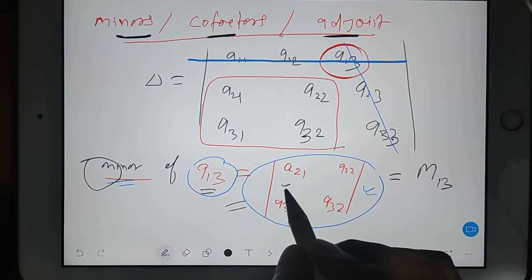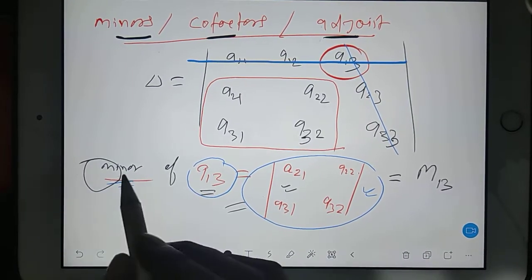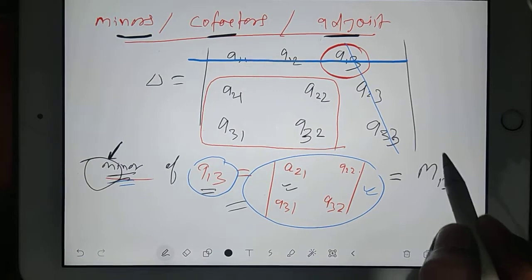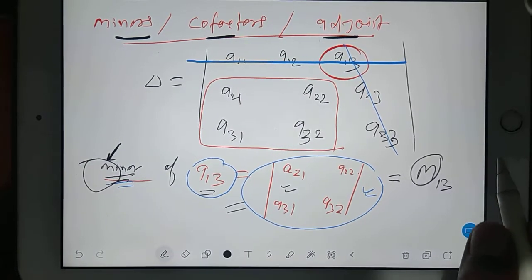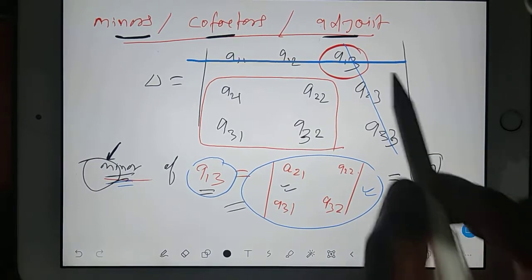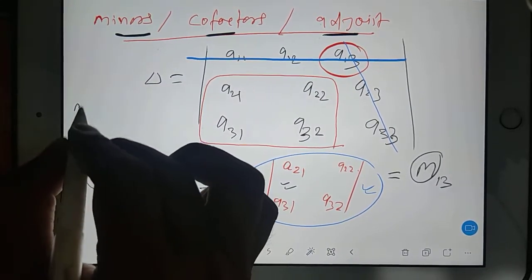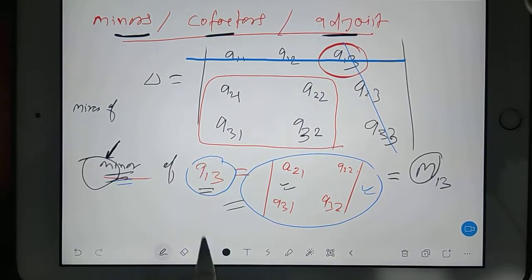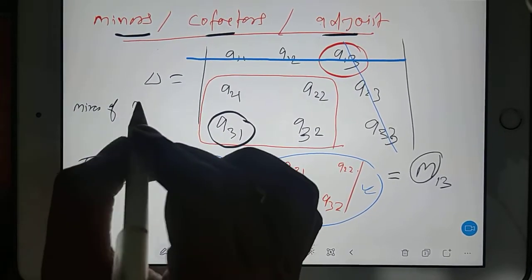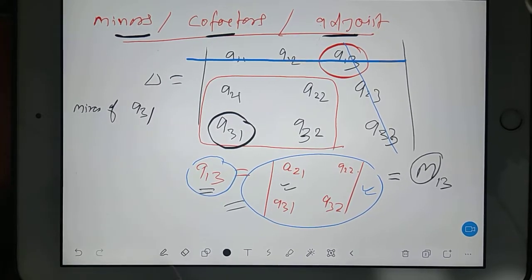Right, when you find this determinant, you will get some answer. That answer is nothing but the minor, so I am calling that answer M. In the same way, I hope you understand what I am saying, because this is very basic. Suppose I want to write the minor of A31, then how will you write the minor of A31? So the same logic I will apply.